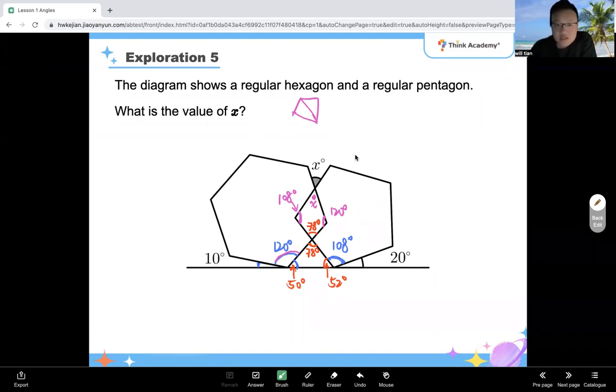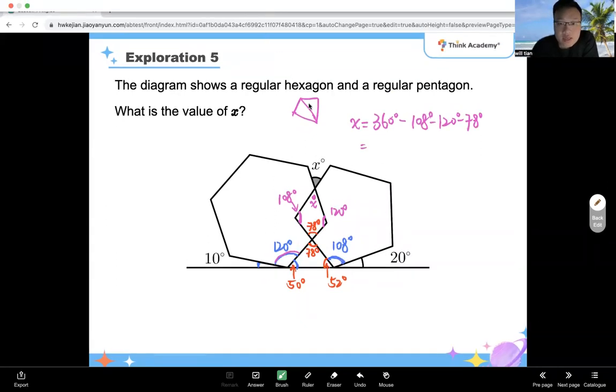So to get X, guys, last step: 360, the sum of all the interior angles, take away the other three angles, 108, take away 120, take away 78. And that's the answer to the question. Yes, Catherine. Is the answer 54? Yes, that's right. It's 54. Did you all get 54, guys? Yep. Yeah, that's the answer to the question.